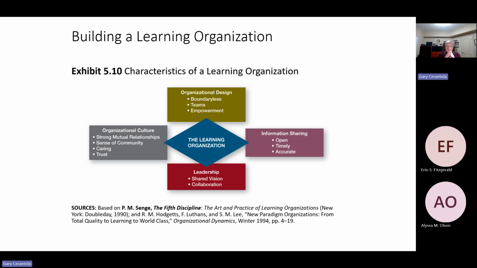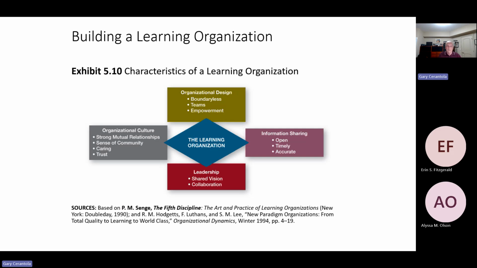And the guru on that is Peter Senge, and you can see down here The Fifth Discipline. It really gives you a sense of how you can create your organizational design to be able to implement learning in that piece, and your culture and sharing and leadership, to be that learning organization that can be flexible and can be responsive.